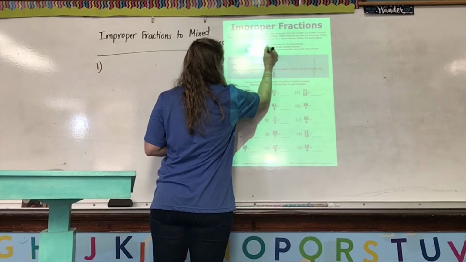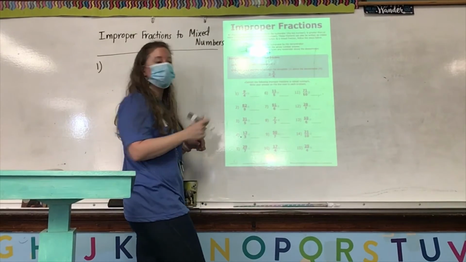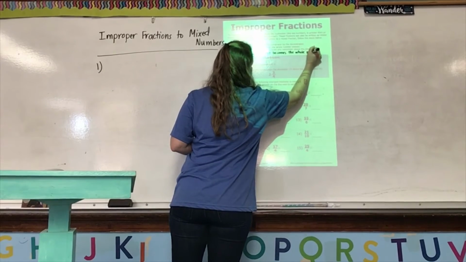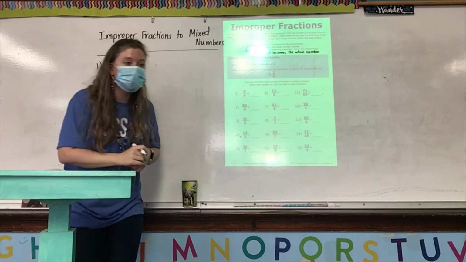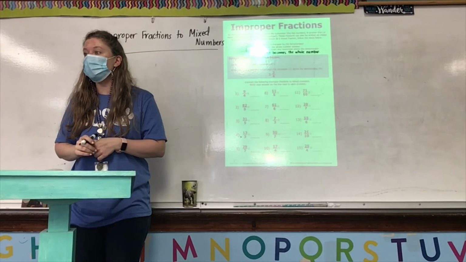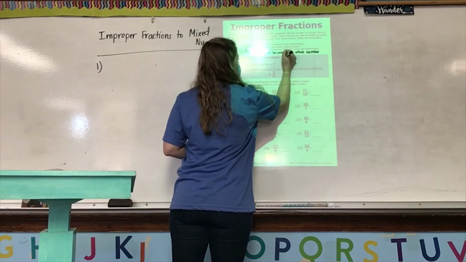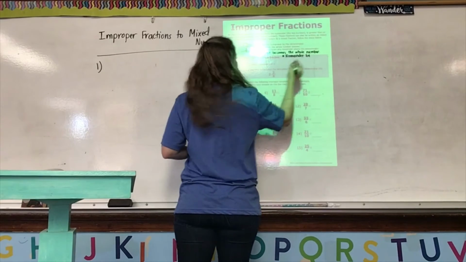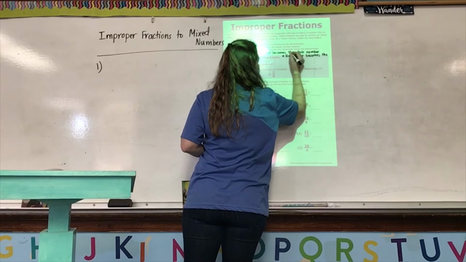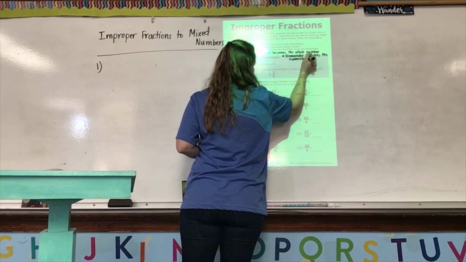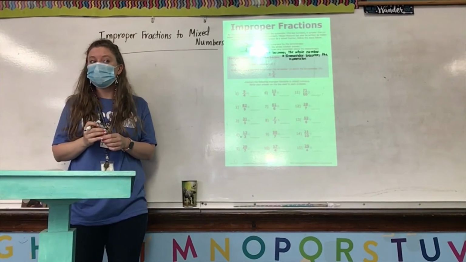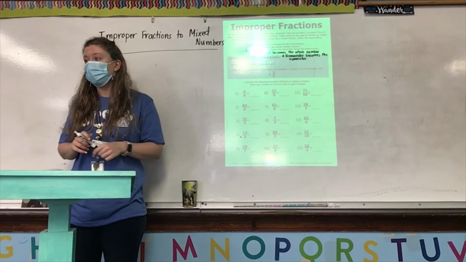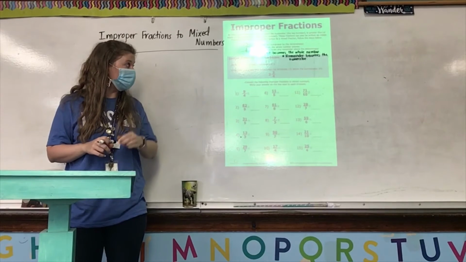So let's write this little note to ourselves. The quotient becomes the whole number. The remainder becomes the numerator.